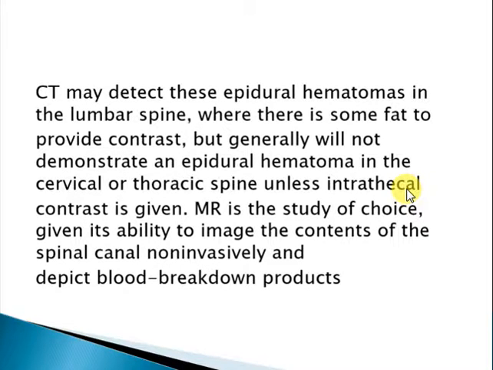So the CT may detect these epidural hematomas in the lumbar spine. Why? Because there is fat which can contrast the blood. But if it is in the cervical or thoracic spine, CT will be less useful unless intrathecal contrast material is given. So MRI will be much more helpful here, given its ability to image the content of the spinal canal non-invasively, and it will detect the blood breakdown products. We should keep in mind that epidural hematomas are more common in areas where the spine motion is more, for example in the cervicothoracic junction.